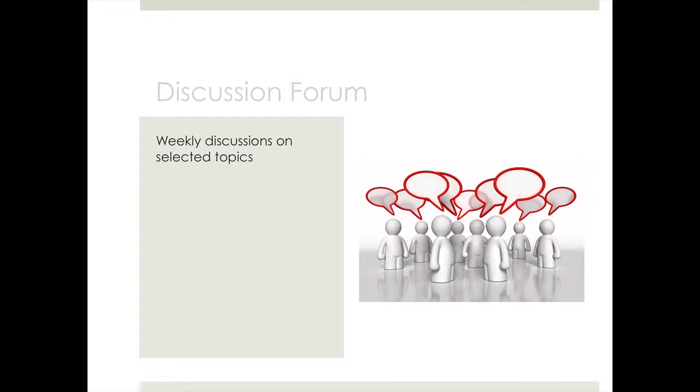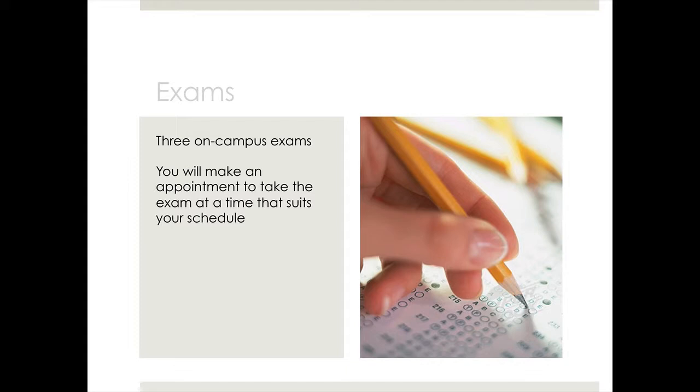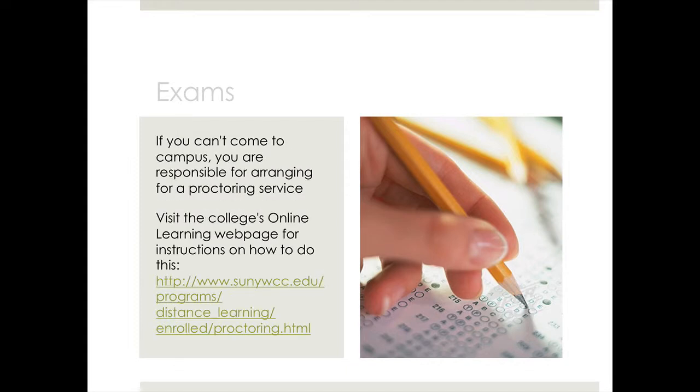There will also be weekly discussions on selected topics, and these will be graded discussions, and you are expected to participate in these discussions throughout the week. And then there will be 3 on-campus exams. You will have to make an appointment to take the exam at a time that suits your schedule. I recognize that I'm going to have a very busy week with people coming in at different times. If you can't come to campus to take the exam, if you live in another state, you are responsible for arranging for a proctoring service, and you can visit the college's online learning webpage for instructions about how to do this.